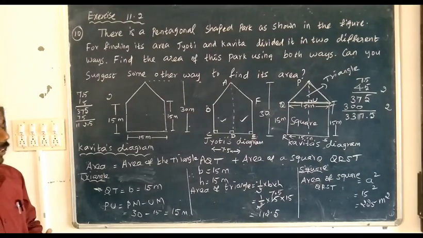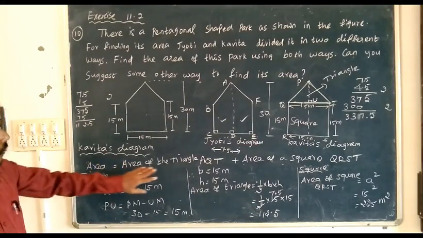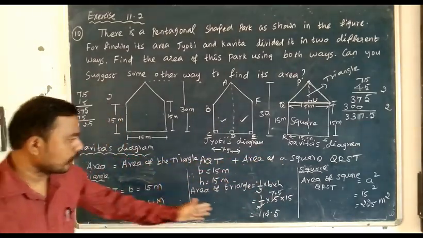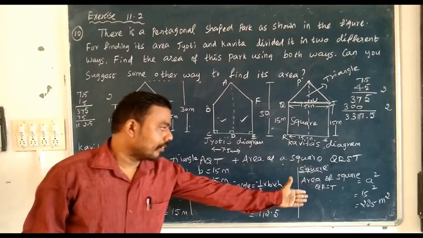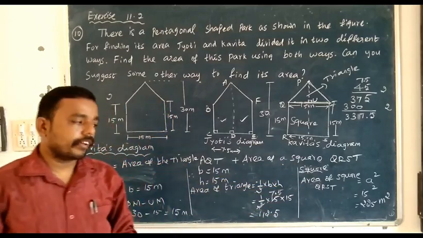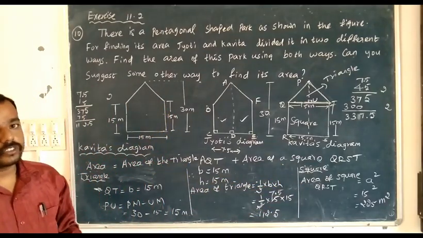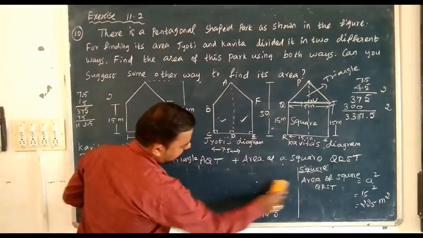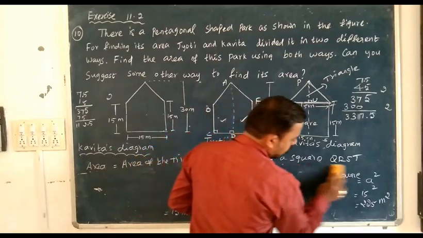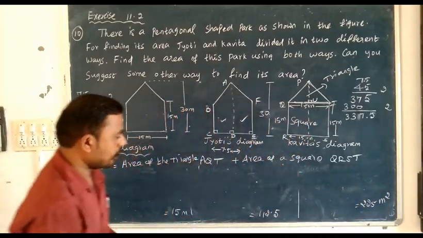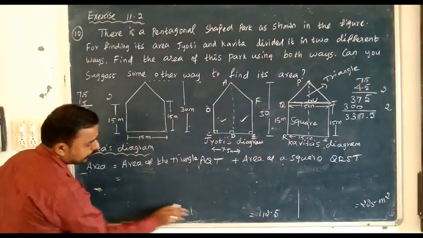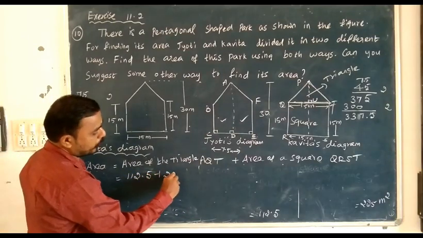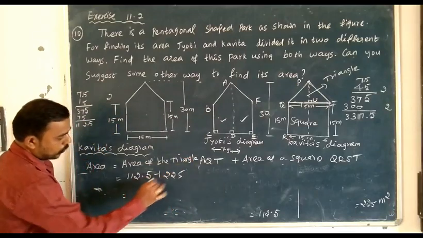So here, first, area of the triangle plus area of the square. Area of the triangle is 112.5 and area of the square is 225 meter square. We need to add these two things. So area is 112.5 plus 225.